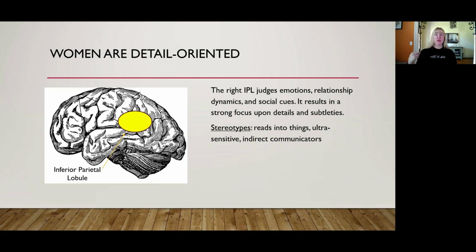The right IPL judges emotions, relationship dynamics, and social cues. And it results in a strong focus on details and a strong focus on subtleties. And this is why women are notorious for using a lot of nonverbal communication, a lot of paraverbal communication, when they're talking and when they're communicating with each other. That's why they may roll their eyes and yet say they're fine, and then they get mad when their husband takes them at their word rather than picking up on the fact they rolled their eyes.